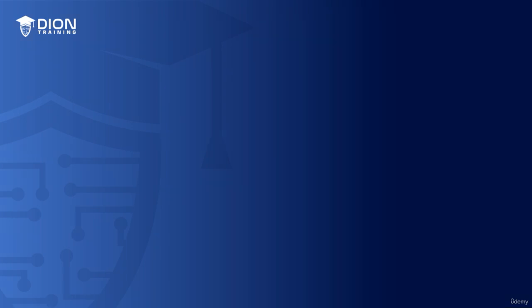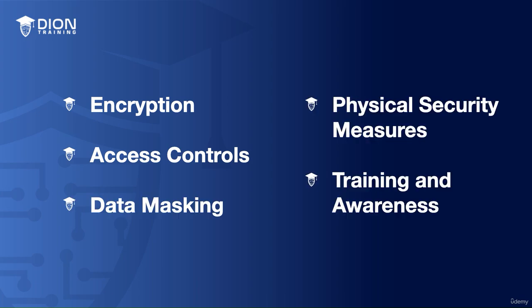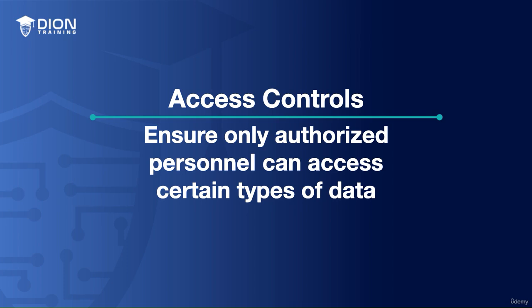Now, in order to ensure confidentiality, we're going to use 5 basic methods: encryption, access controls, data masking, physical security measures, and training and awareness. First, we have encryption. Encryption is the process of converting data into code to prevent unauthorized access. Even if somebody intercepts the data, they won't understand it unless they have the decryption key. Essentially, with encryption, we're scrambling up the plaintext data into an indecipherable jumble until the right decryption key is provided, in which case the scrambled data, which we call ciphertext, can then be quickly presented again in its plain text format. Second, we have access controls.